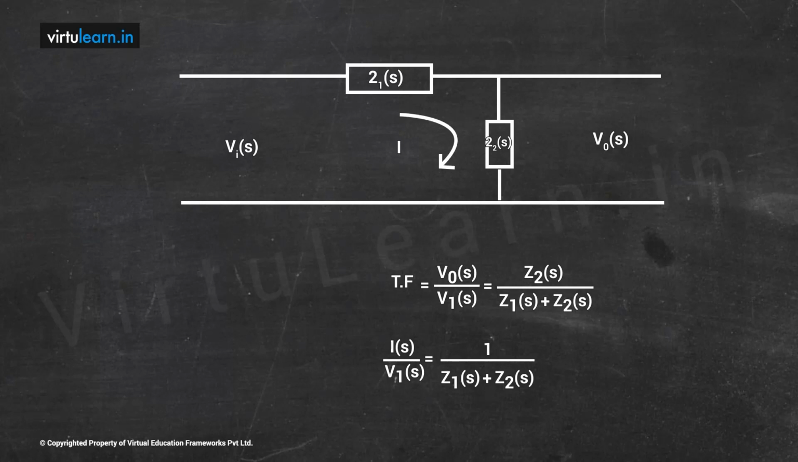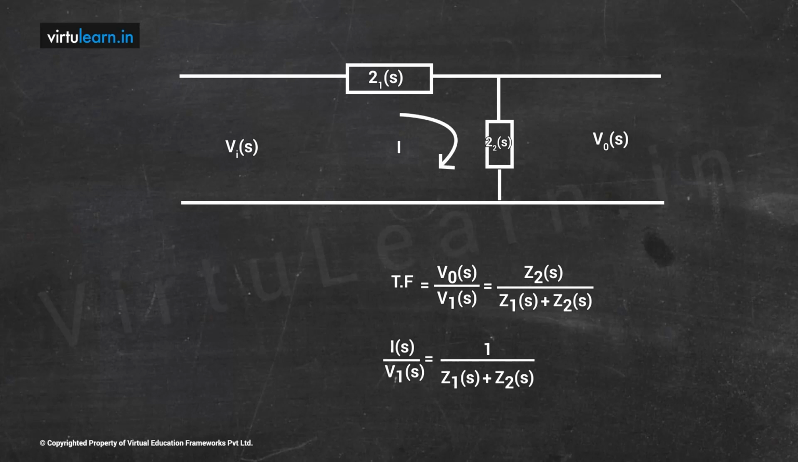So Vi of t is the input, and the current in this is I of t, and we have R, and a capacitor C, and across the capacitor I have the output voltage V0 of t. Now, what will be the transfer function for this? We know output is V0 and input is Vi. The transfer function is V0 of s by Vi of s.